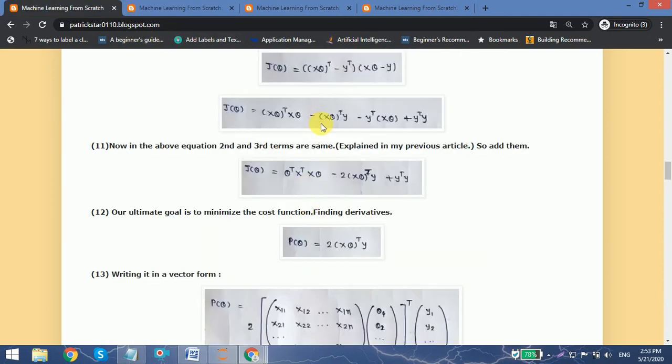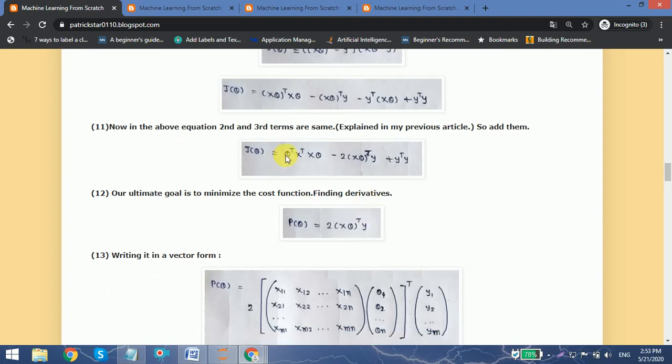Okay, so here we can say this is a and this is b. Then a transpose b equals b transpose a, so we can add it. Okay, so now we have a total of three parts, or three elements, in our cost function J, and here we have distributed the transpose value, so we have to reverse the order of multiplication.